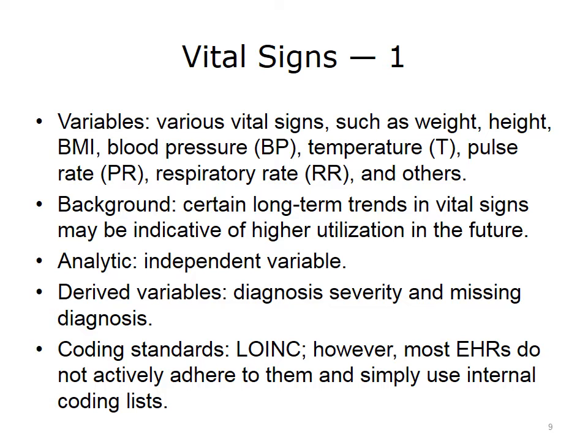Vital sign data type is one of the emerging data types used for population health analytics. Vital sign data can include a number of physiological and other clinical variables, such as weight, height, body mass index, blood pressure, temperature, pulse rate, and respiratory rate.